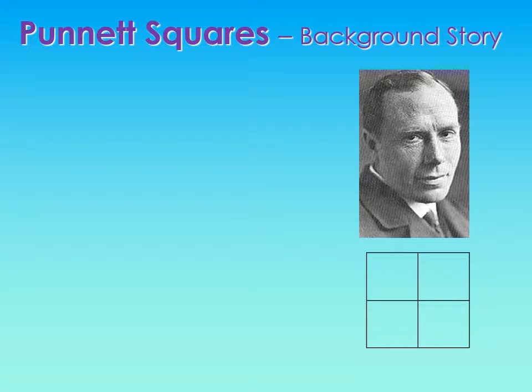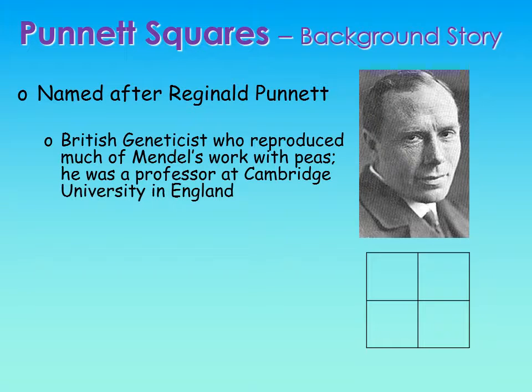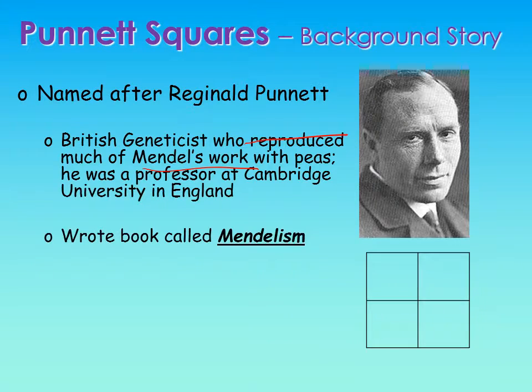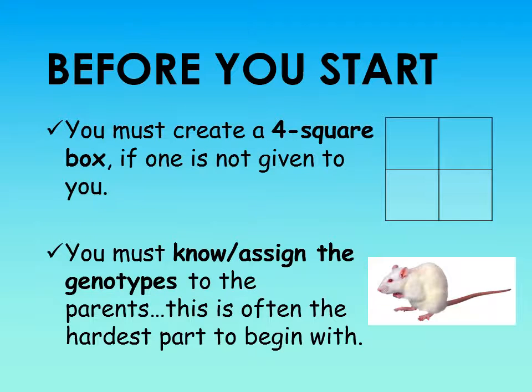So again, just a little bit of background about Punnett squares. You don't have to write this down. It's named after Reginald Punnett, the man who created them, and he just used it as a tool to help organize what inheritance patterns we see between parents. So he actually reproduced quite a lot of Mendel's work with peas. He was a professor at Cambridge University in England. He wrote a book called Mendelism. And basically this Punnett square showed up, he created it in the early 1900s. And it just helps us organize our thinking about what's happening between two parents.